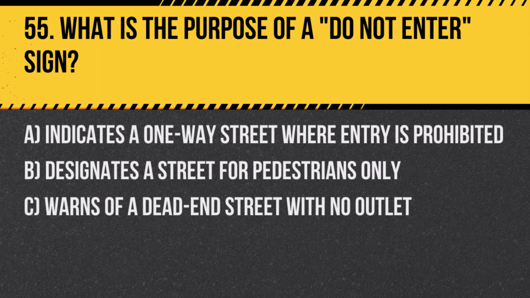Question 55. What is the purpose of a do not enter sign? A. Indicates a one-way street where entry is prohibited. B. Designates a street for pedestrians only. C. Warns of a dead-end street with no outlet. Answer A. Indicates a one-way street where entry is prohibited. A do not enter sign indicates a one-way street where entry is prohibited, ensuring traffic flows in the correct direction and preventing head-on collisions.